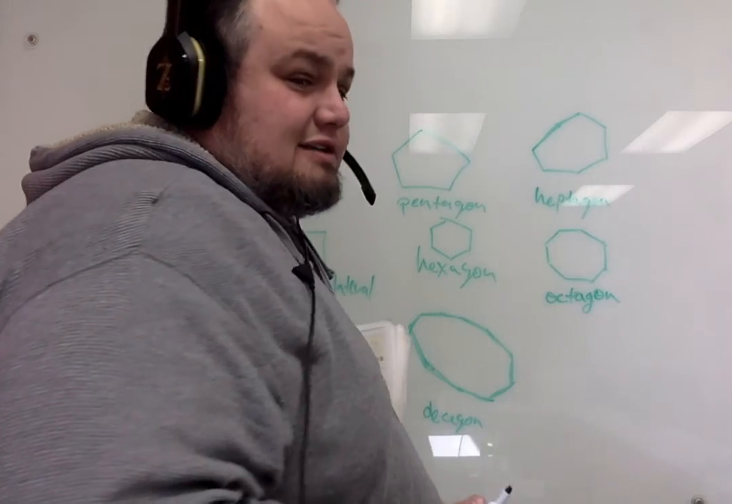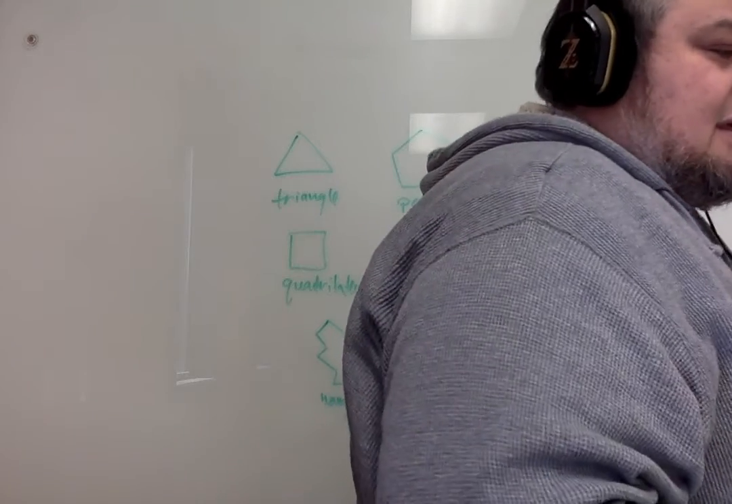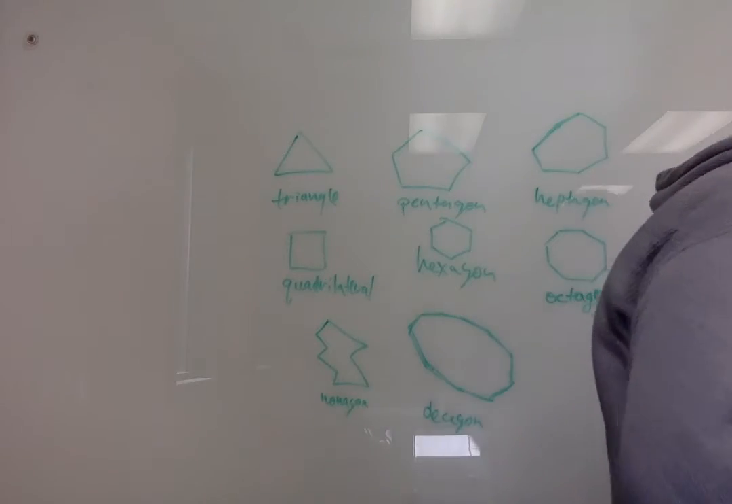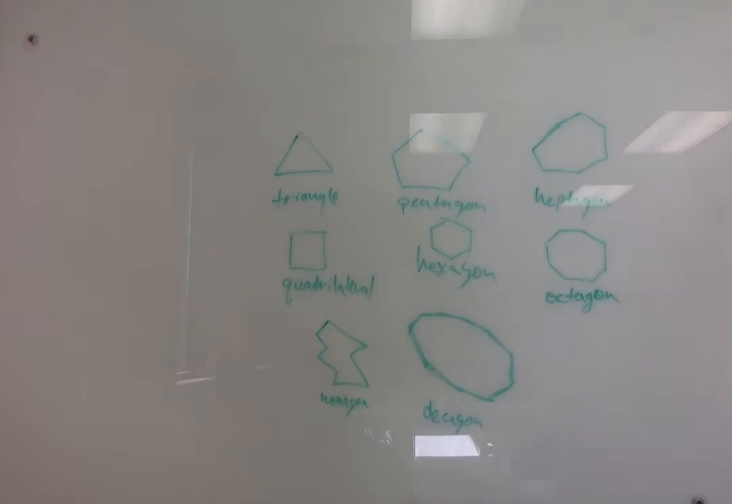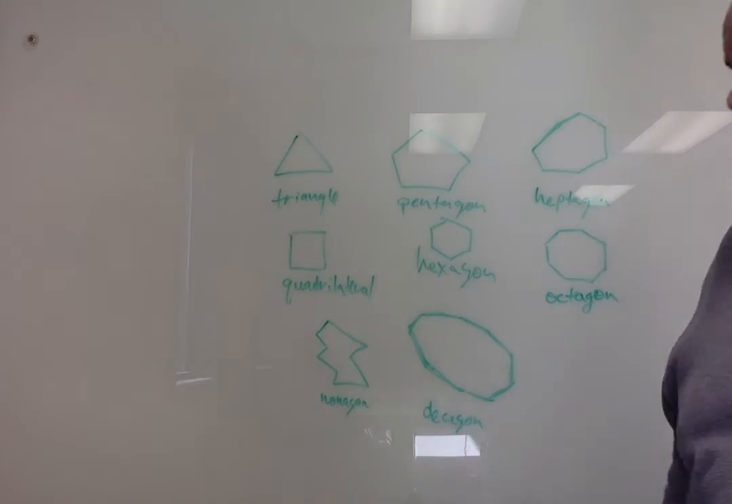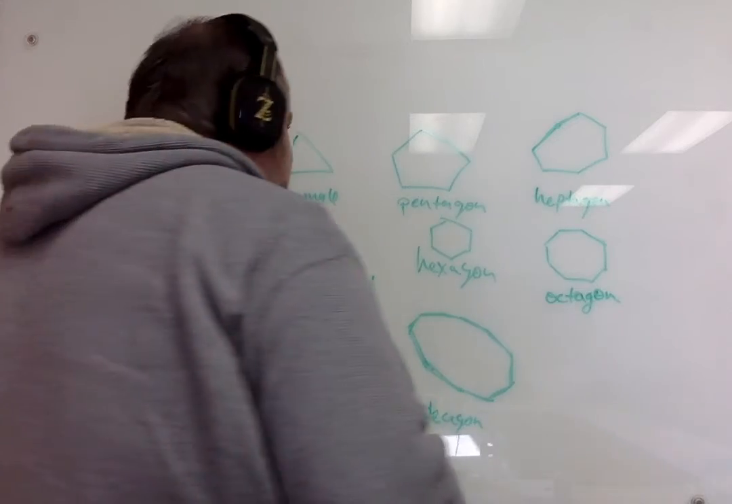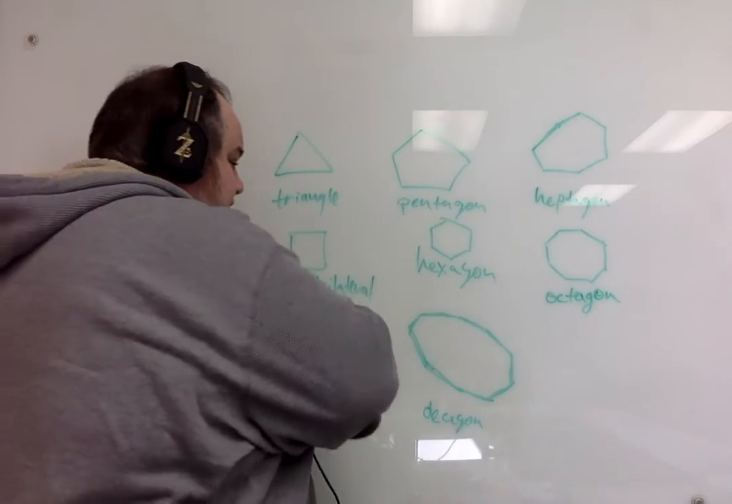A hendecagon has 11. A dodecagon has 12. And then there's other ones that have different numbers of sides as well. For example, there's an icosagon, which is 20 sides. And then there's other named shapes. But these are the main ones that you need to know.